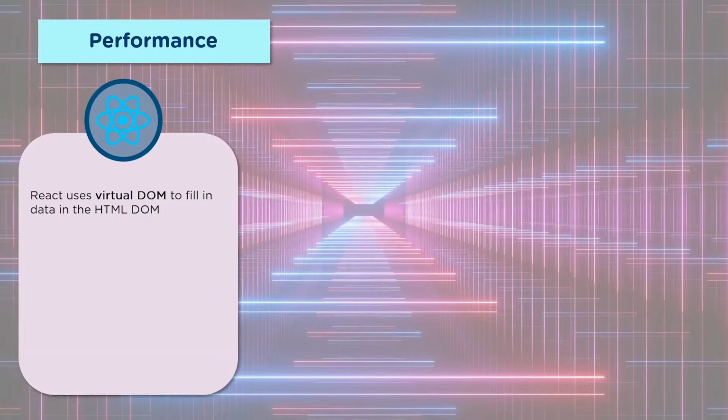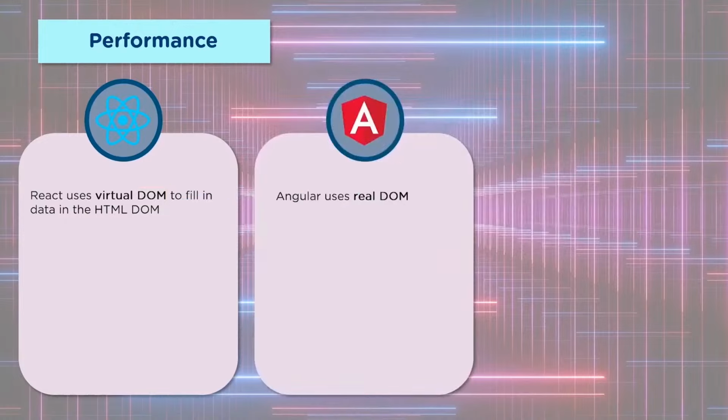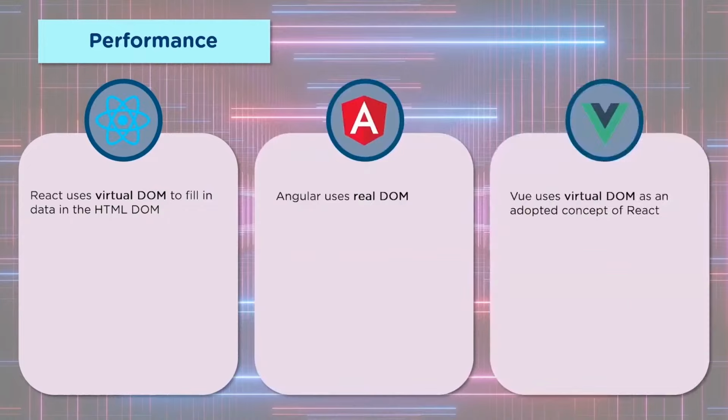So how does React make use of this tool? It uses a virtual DOM. DOM is an API developed by W3C. It stands for Document Object Model and defines how the document is accessed and manipulated. This DOM parser converts the HTML code into an inverse balanced tree structure. So React uses the virtual DOM, while Angular uses the real DOM and Vue uses the virtual DOM again.